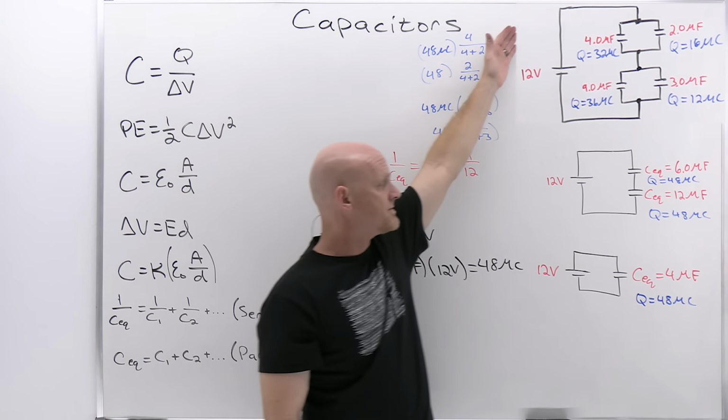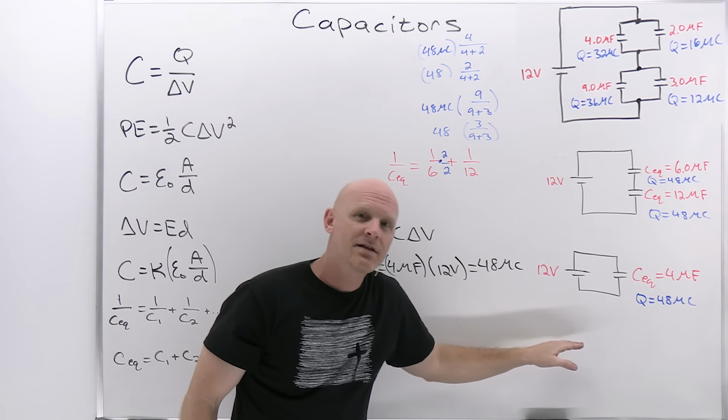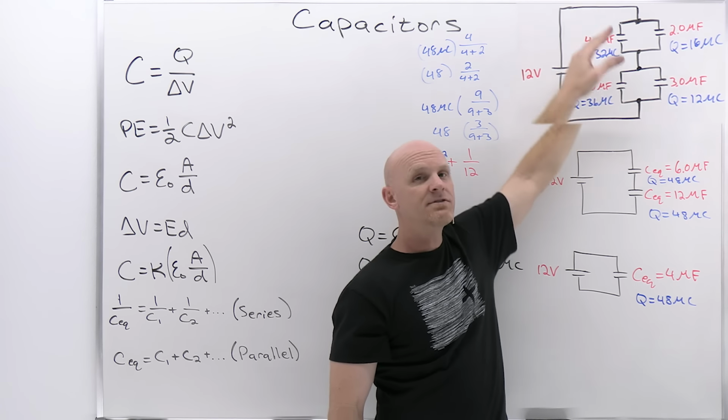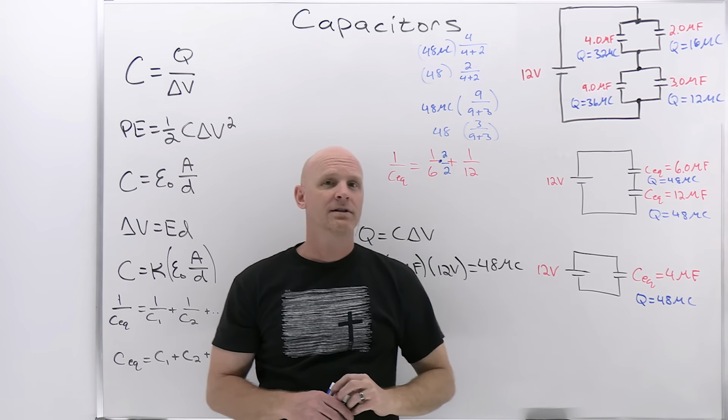And again, we had to simplify it down to get the equivalent capacitance, and then start figuring out going backwards the charge on each of the equivalent capacitors before we could find it on each individual capacitor in the original drawing.